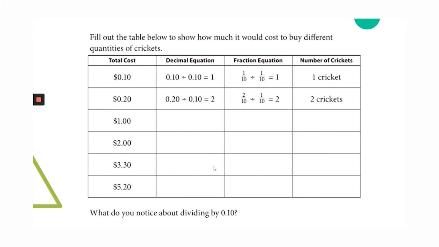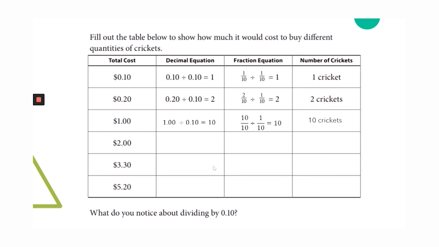So you try if you spent $1 on crickets. Do the decimal equation, the fraction equation, and then the number of crickets you could buy. Try that out now. Okay, so your decimal equation should be 1 divided by 1/100th equals 10. And your fraction equation should be 10 tenths, because 10 tenths is the same as 1 whole, divided by 1/10 equals 10. So you could buy 10 crickets if you had $1.